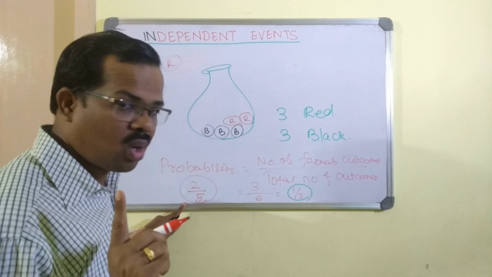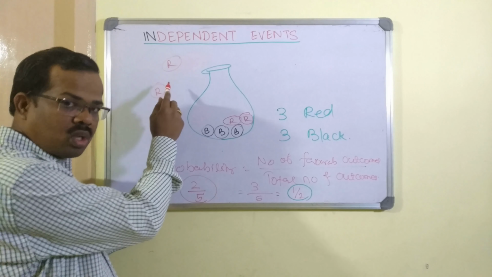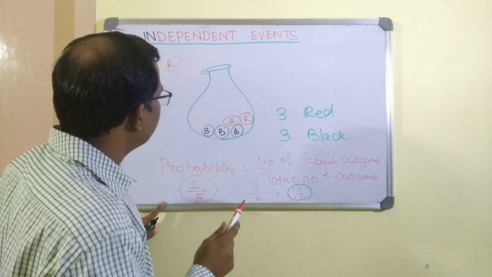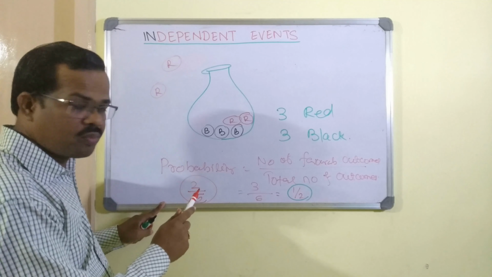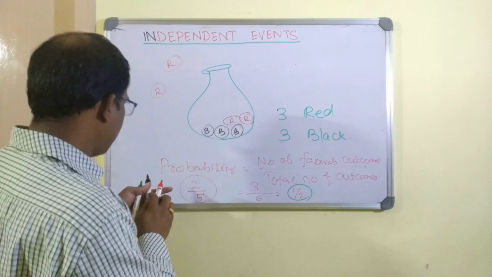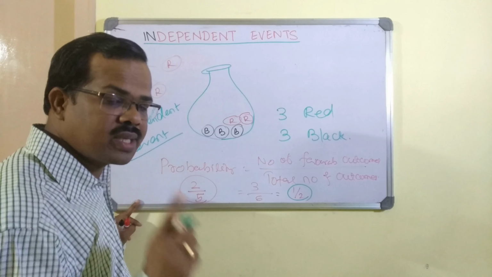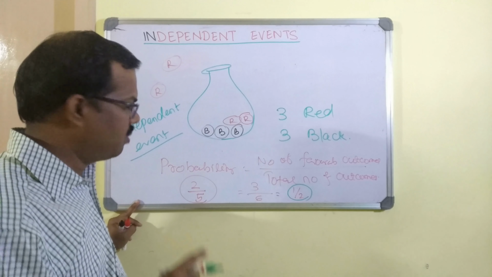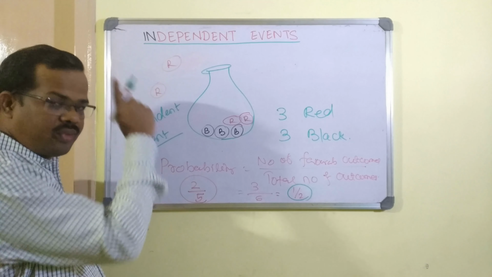So be careful: once you have taken out the ball and you are not replacing it and you are taking out the second ball, then the probability changes. So taking out the second ball in this case became a dependent event. The probability of picking the second ball is completely dependent on the picking of the first ball. So the second event is dependent on the first event.